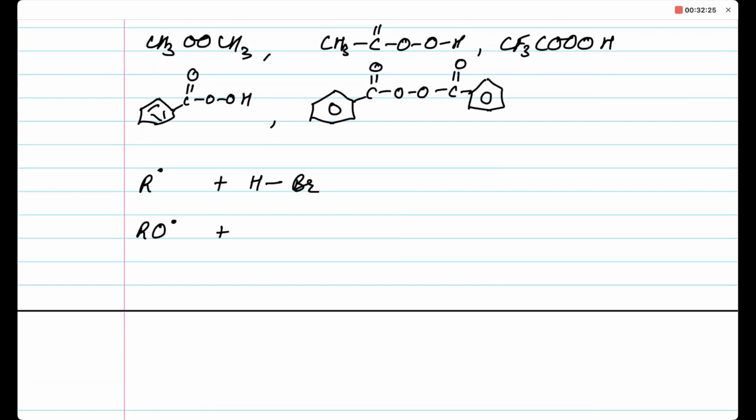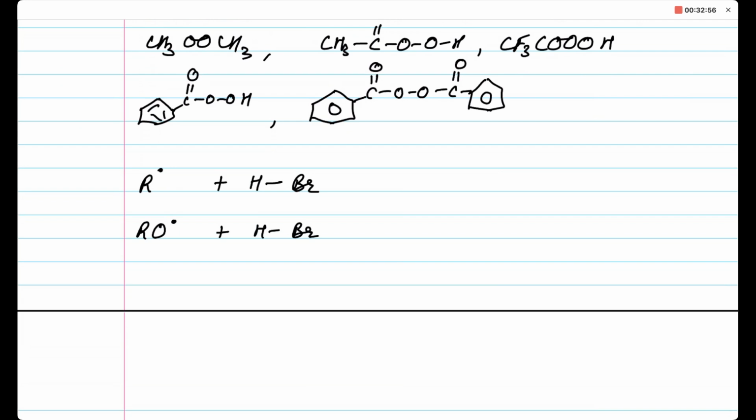Now you need to remember this reaction proceeds only with HBr and it does not work with HCl or HI. In case of HCl, the R radical or RO radical will not be able to break the HCl bond, and in case of HI, although the HI bond is easy to break, the I radical is much less reactive to initiate the reaction. So this particular reaction does not work with HCl, does not work with HI, it only works with HBr.